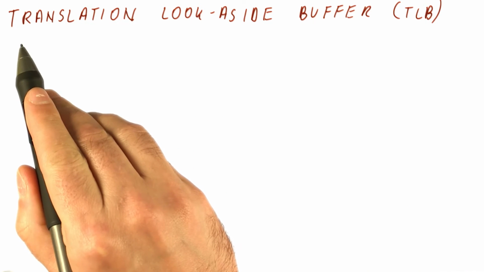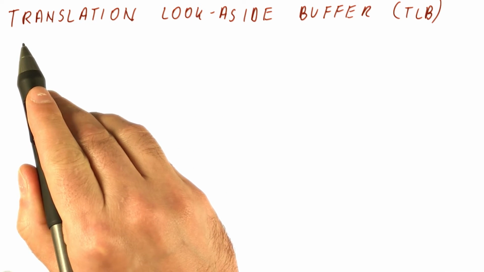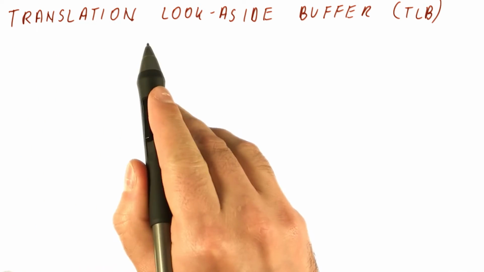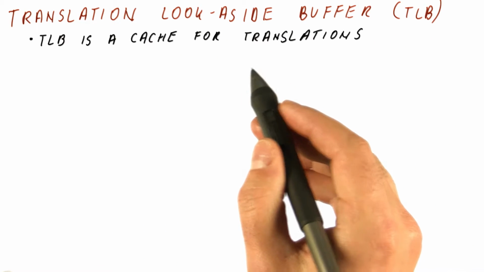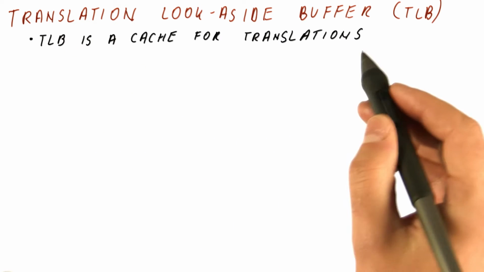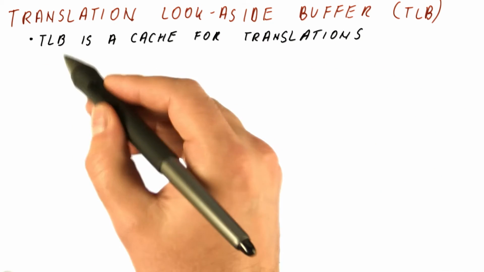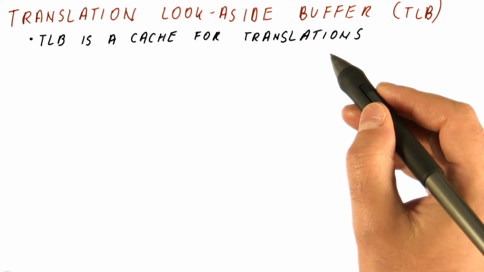So to speed up virtual to physical translation, the processor includes a structure called the Translation Look-Aside Buffer, or TLB. The TLB is a cache for translations. So now you would ask yourself, well, how is the TLB better than just using the cache itself?